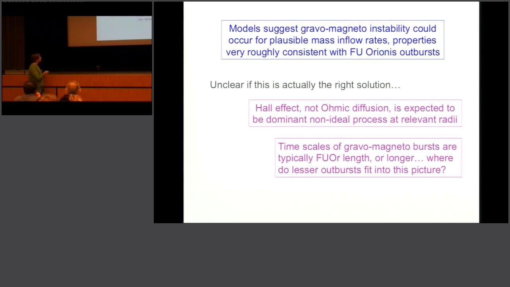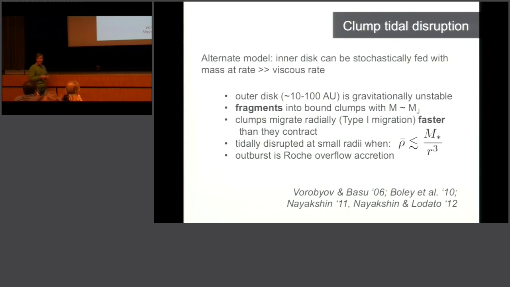Okay? So let me now mention then the alternatives to this disk instability idea. So the most popular alternate model is one based on clump tidal disruption. And the idea here is that somehow you feed the inner disk with material at a rate that's much larger than the normal viscous rate at which material can be transported from the outer disk to the inner disk.